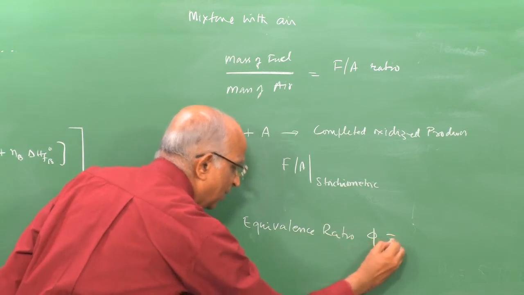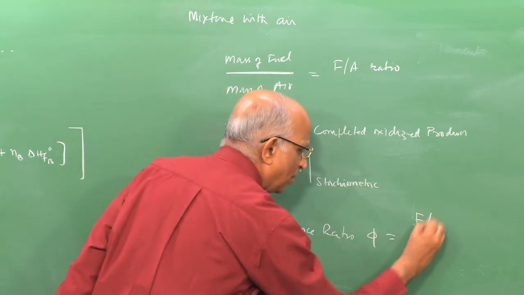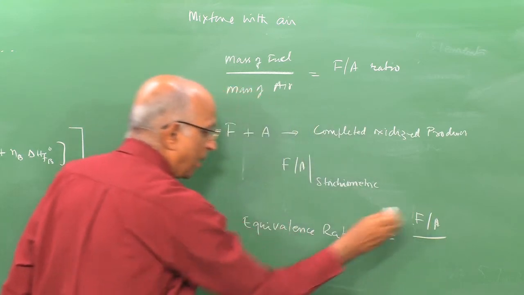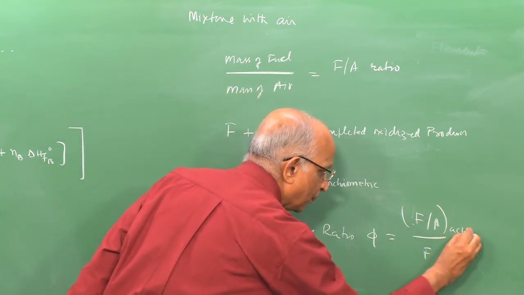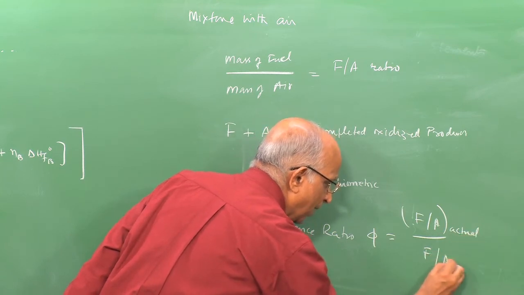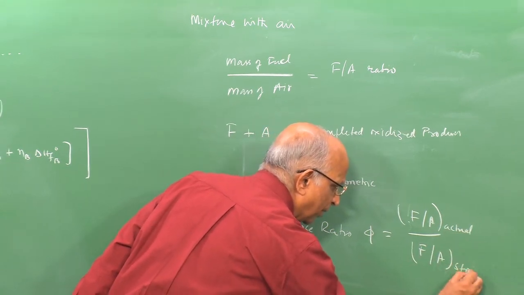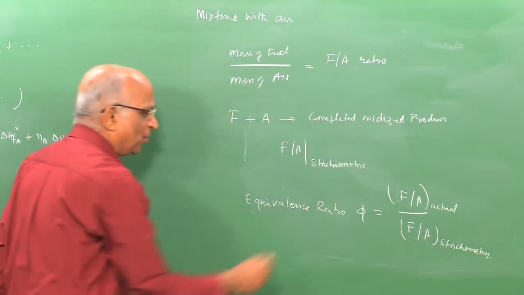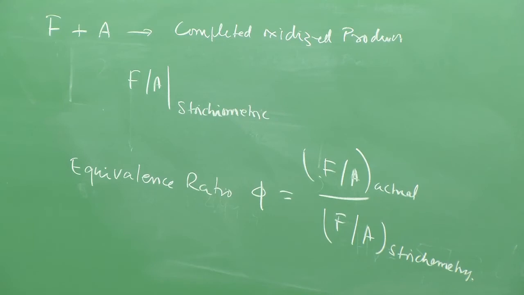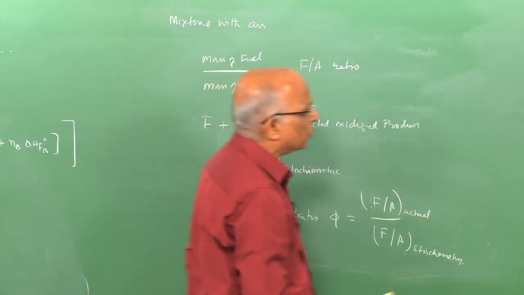phi as equal to the actual fuel by air mixture, that is by mass, divided by the fuel by air mixture for stoichiometry, and this is what we call the equivalence ratio phi. Therefore, let us determine the value of fuel by air mixture for the previous problem in which we had these stoichiometric conditions. Let us determine this and see what variations are possible.